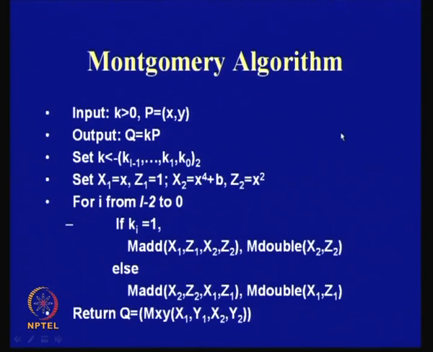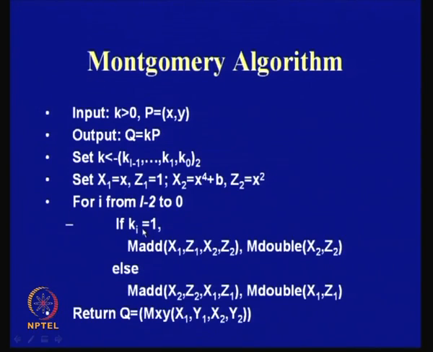So, if you convert this entire system into projective coordinates, this is how Montgomery's algorithm looks. Here you see that you have set x1 as small x, z1 as 1, and x2 is x to the power of 4 plus b, and z2 is x square. So, you see that x2 and z2 are storing the double point, and here it is storing the single point.